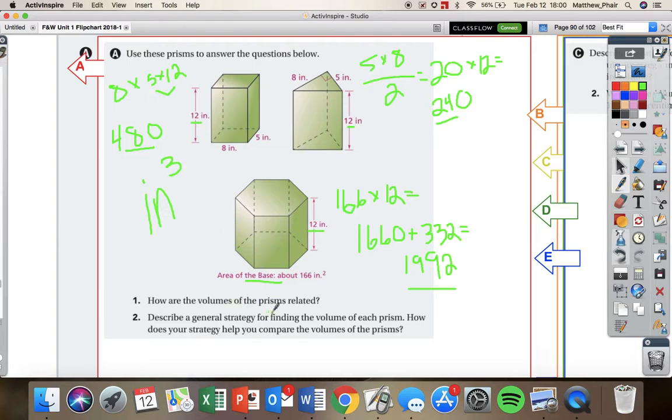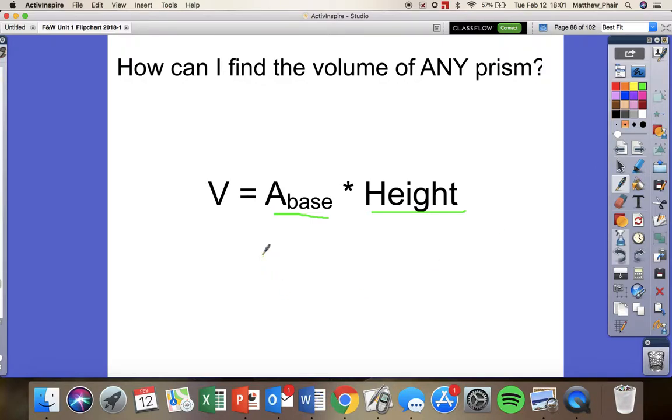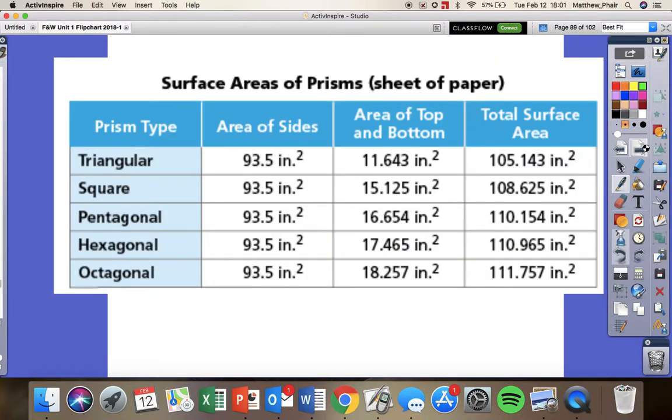And as far as how they're related, you should see that as the area of the base increases, we had 20, and then we had 40, and then we had 160, then the volumes are increasing significantly. As far as a strategy for finding each volume, you should be writing this down for A2.